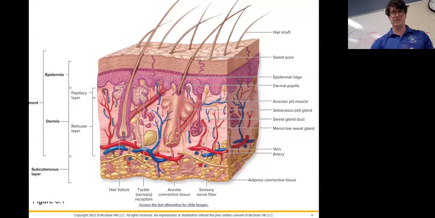Wait, what screen am I sharing? Okay, it is the right screen. It just looks funny on my computer.